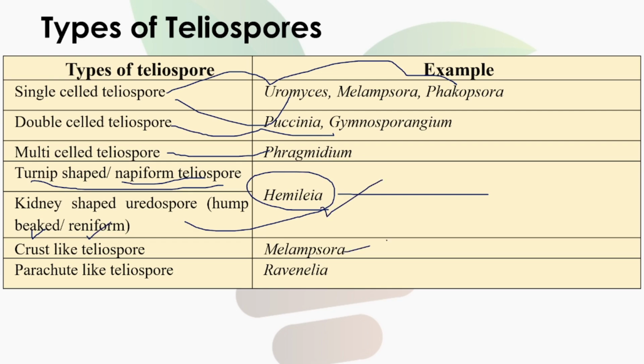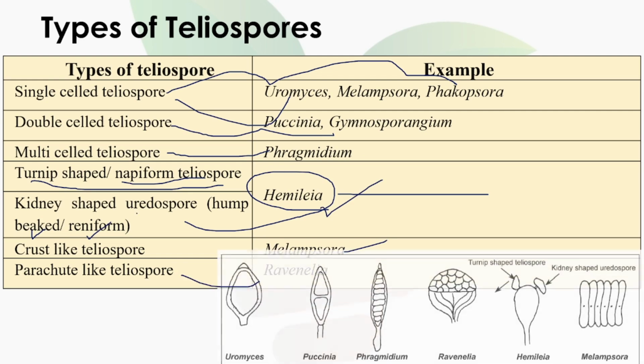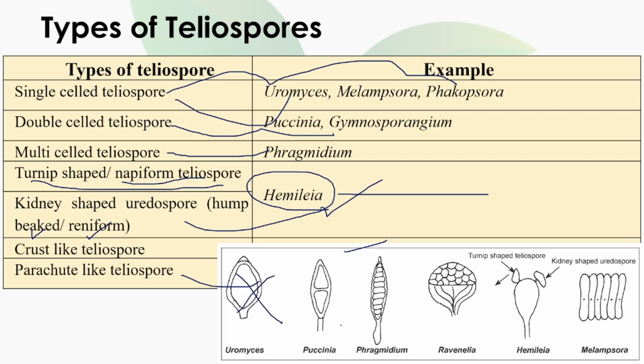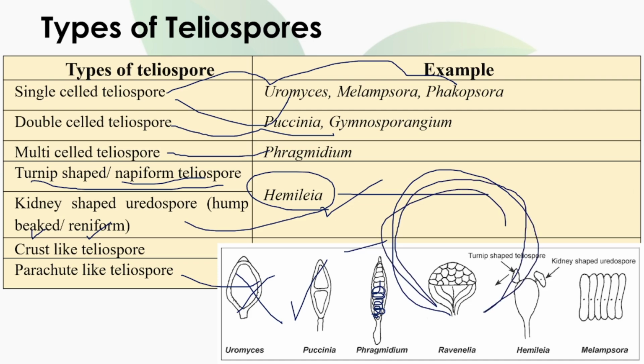Crust-like teliospore is in Melampsora, and parachute-like teliospore is in Ravenelia. These are all the types of teliospore and how they look. This is a single cell, then double cell with 2 cells, and multiple cells, as in Phragmidium. Ravenelia is parachute-like because it looks like a military parachute. In Hemileia, 2 things are there: kidney-shaped urediospore and turnip-shaped teliospore. Melampsora is crust-like. Why is it named crust-like? Because of the earth's crust, there are some earth layers.